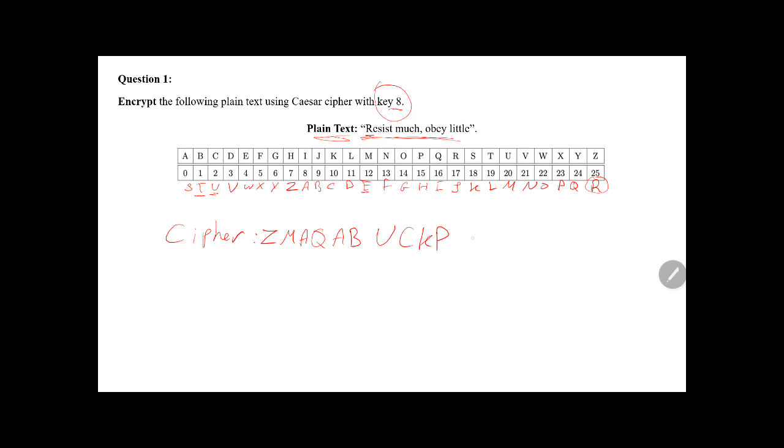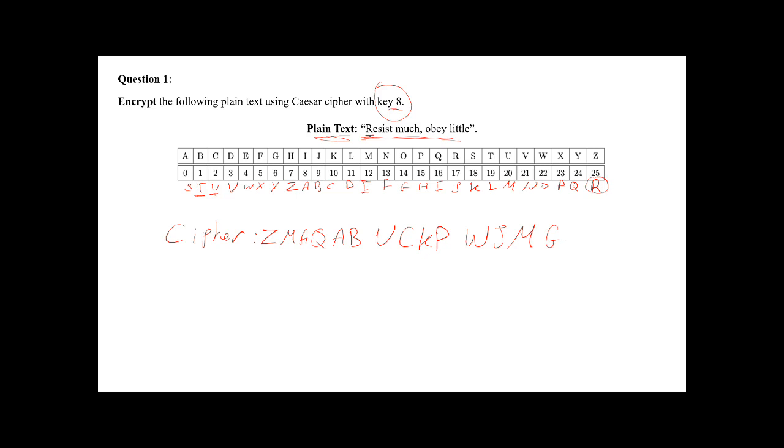Now with obey, we search for O. O gets replaced with W. Then we have B. We search for B. Replace it with J. Then we have E, and we replace it with M. Then we have Y, and we replace it with G. Now we're done with the third word.